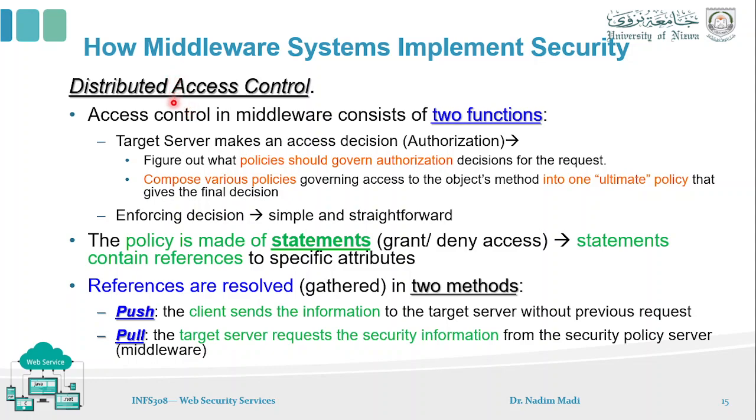Coming down to access control, we have two functions. First, authorization, making the access control decision, and then implementing, or enforcing, this decision. Those are the two main functions to be implemented under access control. The first one pertains to what we call authorization, so it figures out the policies.